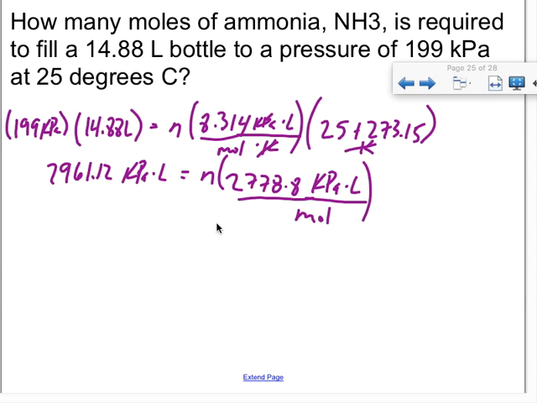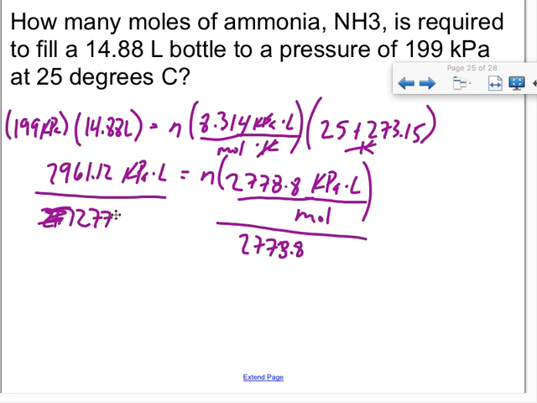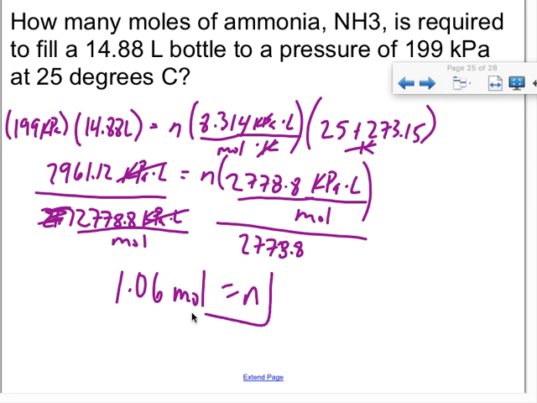So now I want to get n by itself by dividing both sides by 2,778.8. Okay, 2,961.12 divided by 2,778.8. I get 1.06 moles equals n.